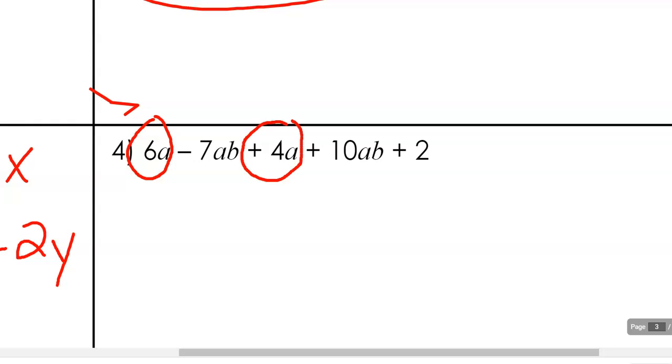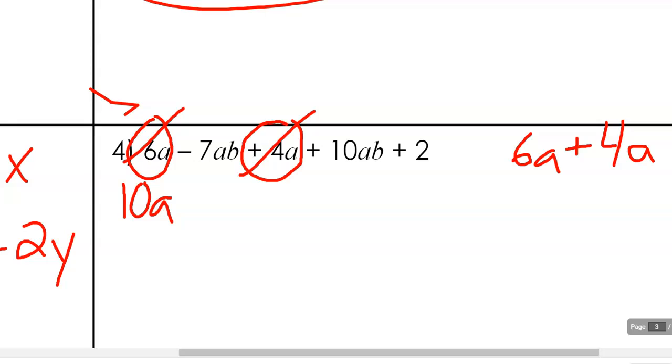No. So you're going to add 6A and 4A, and if you can't see it, write it out to the side. 6A plus 4A, and that gives us, you use your fingers and your toes, that gives us 10A, okay? Mark this out. All right, the other pair of like terms, we have a negative 7AB and 10AB.